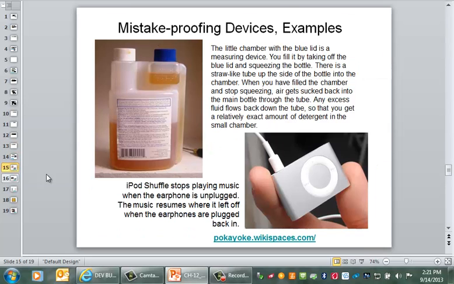All right, so here's an example of mistake proofing. In this particular case, this little chamber with the blue lid is a measuring device. So when you squeeze it, the fluid goes up into that little area, and then you know you have the exact amount to pour. The iPod Shuffle stops playing music when the earphone is unplugged. I have an example for you. I have a riding lawnmower, and if I decide to remove myself to pick up something from the ground, it shuts off because the seat has an automatic shut-off. It feels that there's no weight on it.